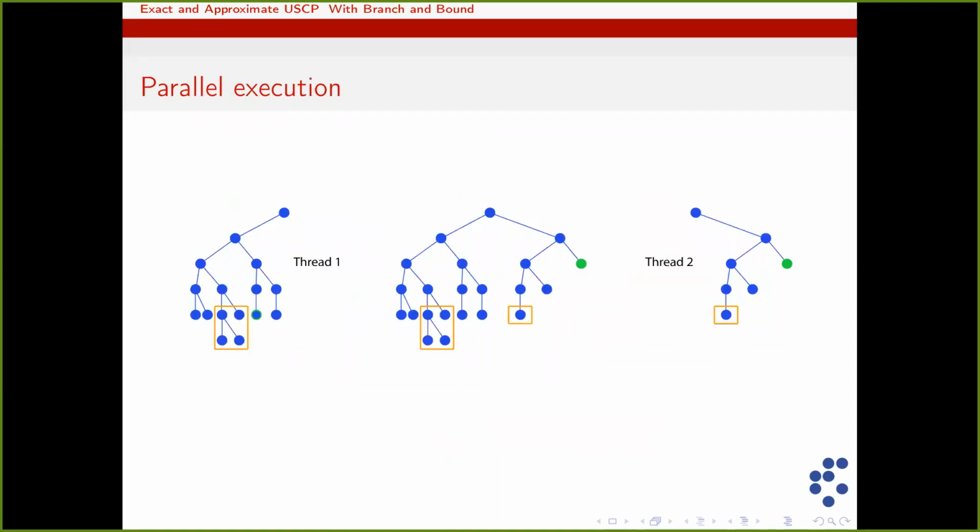In order to explore as much of the tree as possible, the algorithm is executed in parallel. Parallelization is achieved by offloading some sub-branches to some other available thread. That way, a bigger part of the search tree is explored and a possibly better solution is found.